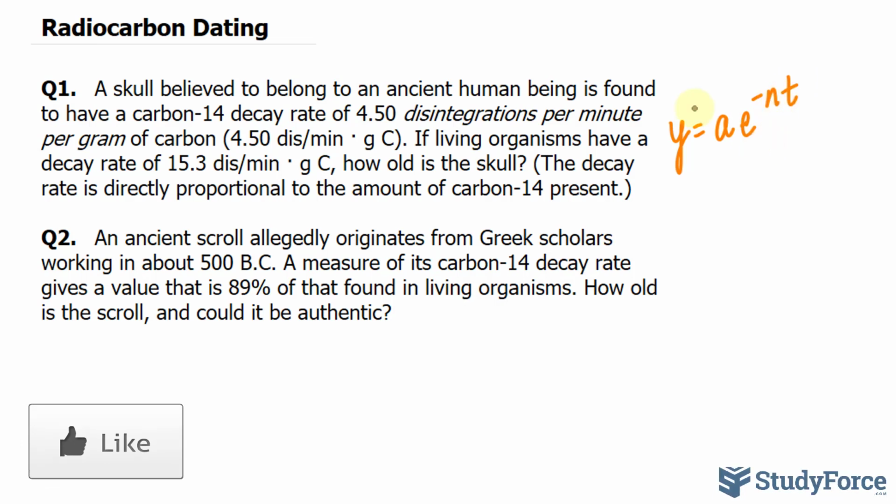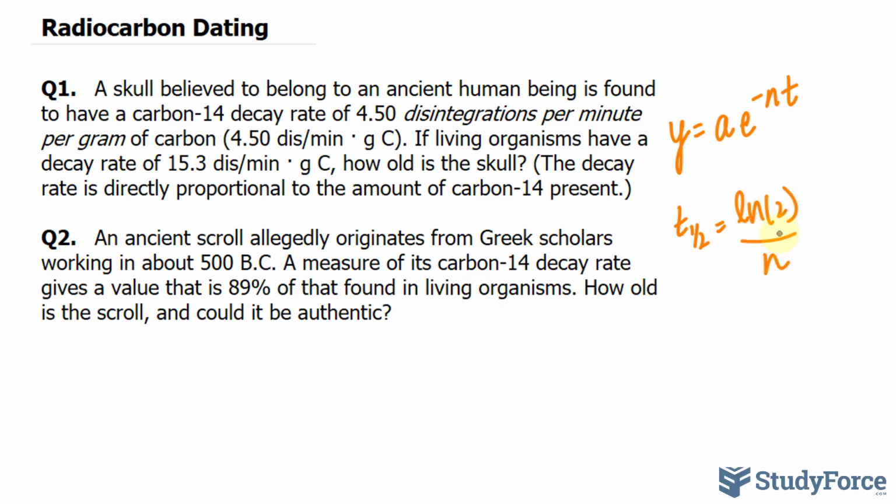Now, to find n, we use the formula half-life is equal to ln 2 over n. So the rate is right underneath here. And to solve for n, we need the half-life of carbon. The half-life of carbon, you can find it in any textbook. I'll be using 5,730 years. So I'll replace this with 5,730 years is equal to ln 2 per n. We'll solve for n by multiplying both sides by n, and then subsequently dividing both sides by 5,730.